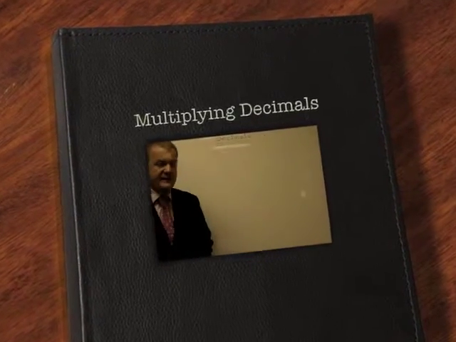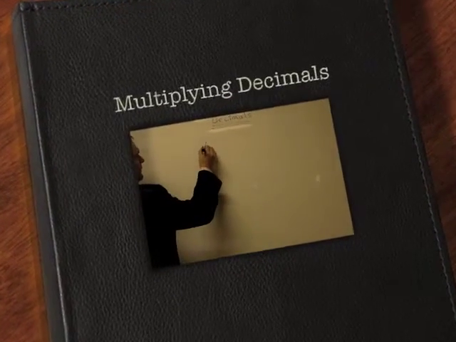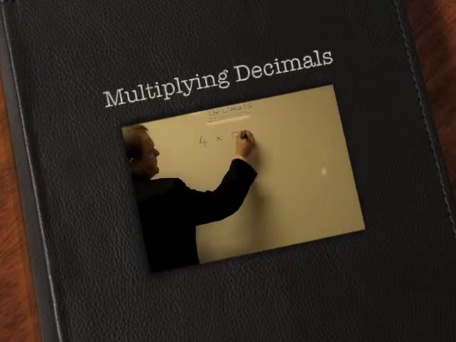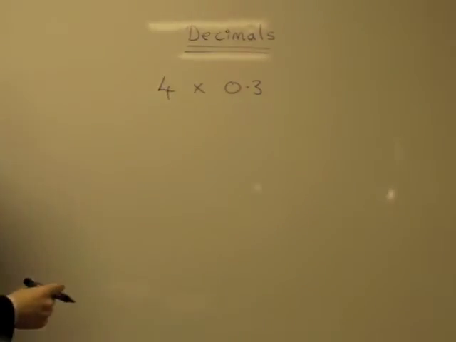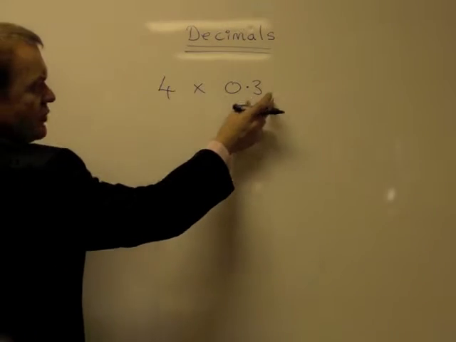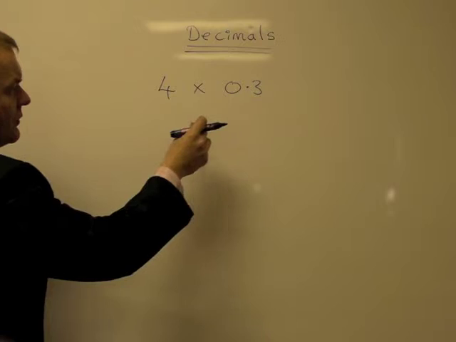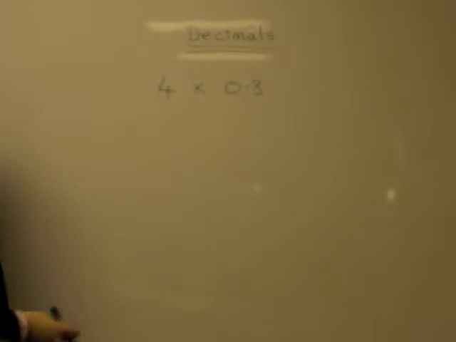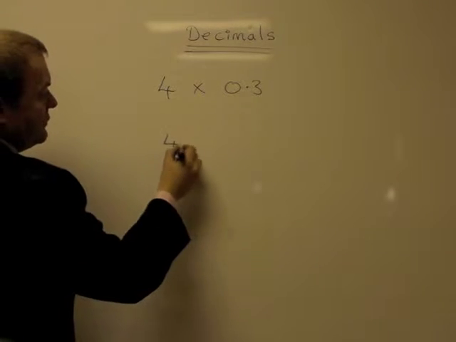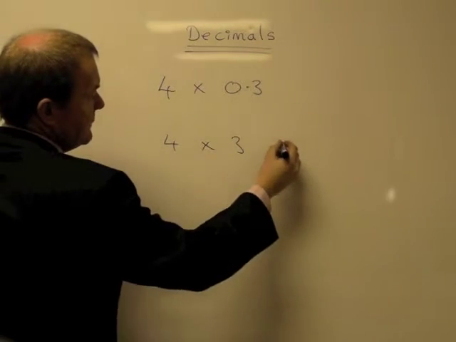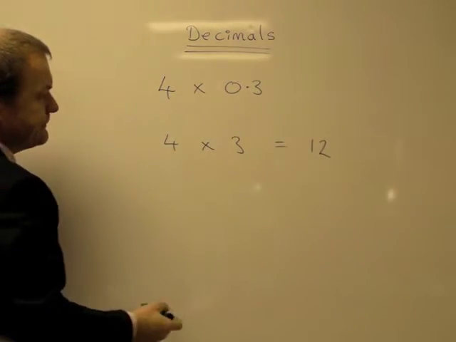Okay, so multiplying decimals. 4 times 0.3. It's the 0.3 that usually makes this more complicated, or you look at it and you think, oh, I can't do it. So what we do is we ignore the decimal to start with. So if I did 4 times 3, you should know the answer is 12.